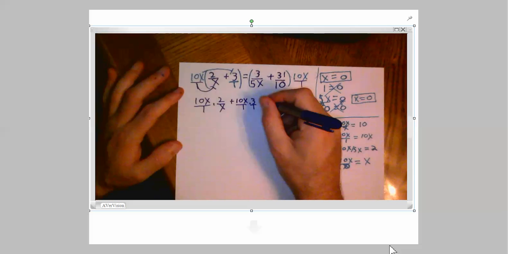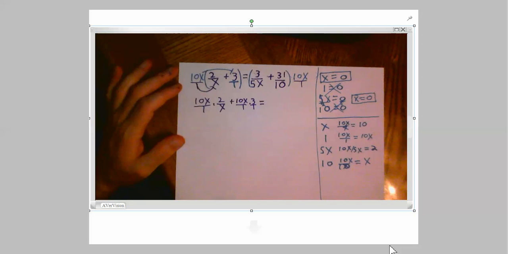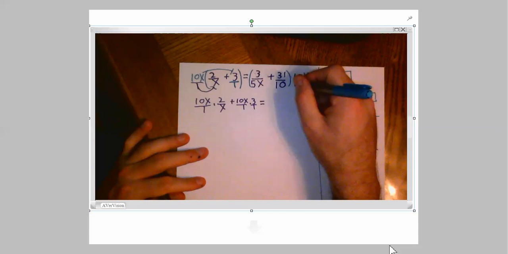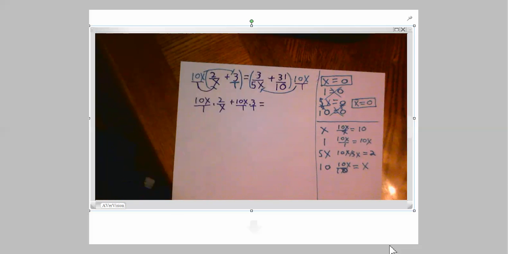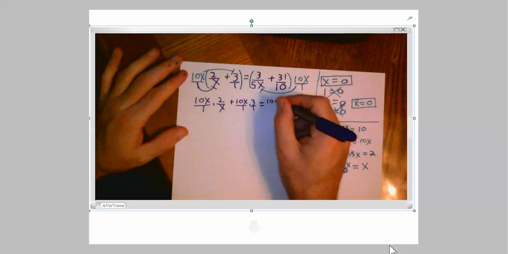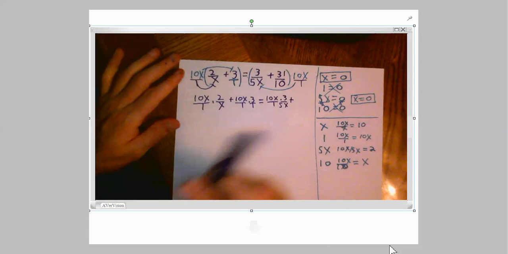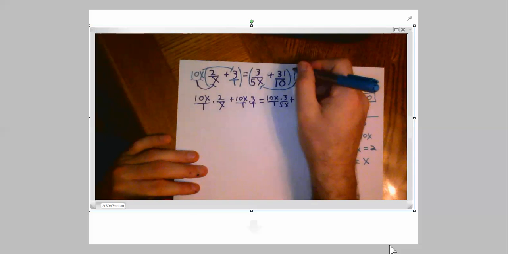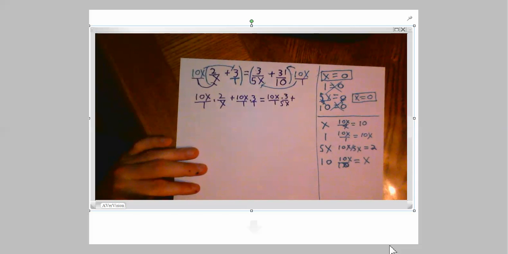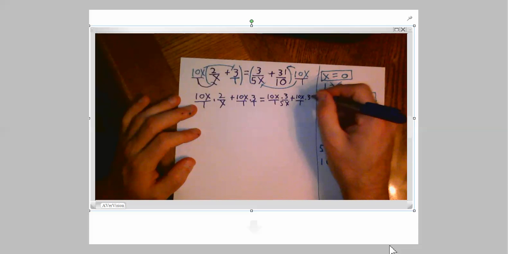Now I do the same thing on this side. In this case, I'm going to distribute the 10x to either term first. It doesn't matter. So that's going to give me 10x over 1 times 3 all over 5x, plus, now I distribute to the other term, which is 31 over 10. So I'm going to have plus 10x over 1 times 31 divided by 10.